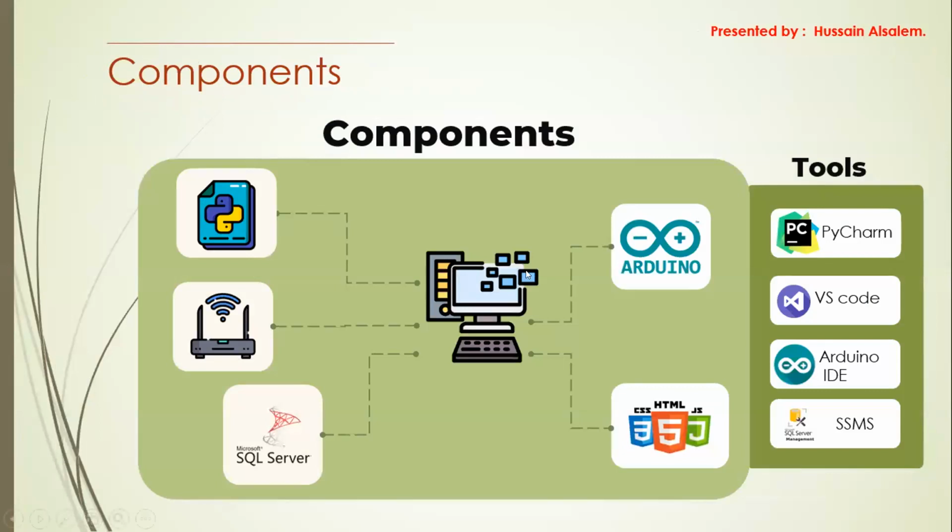Here are the main components of the project, which is the Python language. We use it to verify the users. And we have a LAN network that will be a wireless LAN network and will be managed by the system. Also, we have used Microsoft SQL Server for managing the database. And we have used HTML, JavaScript and CSS to program the website. And lastly, we use Arduino parts to build a prototype of our system.